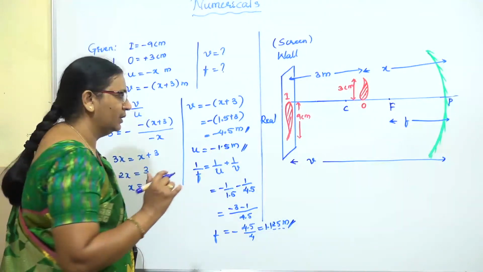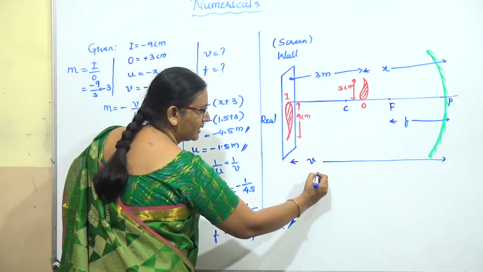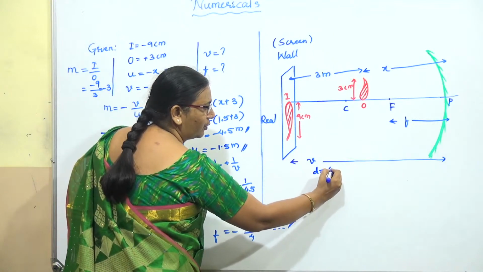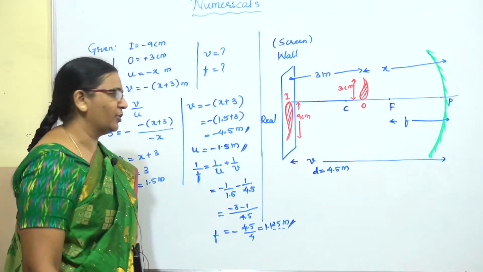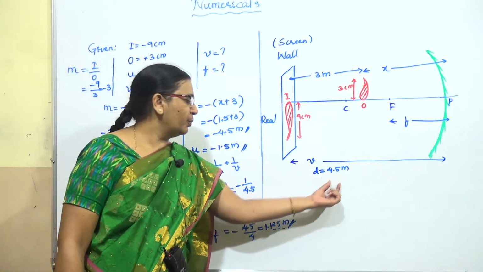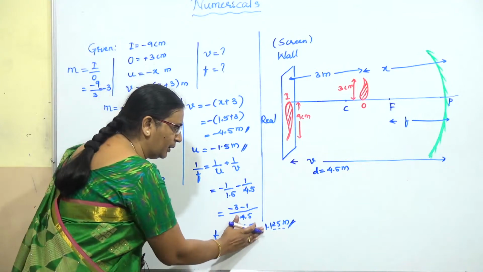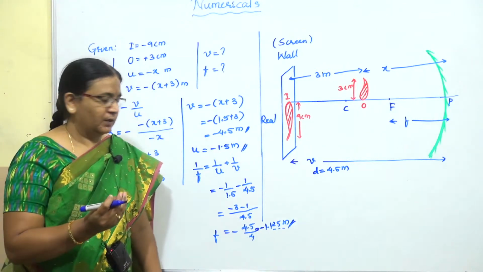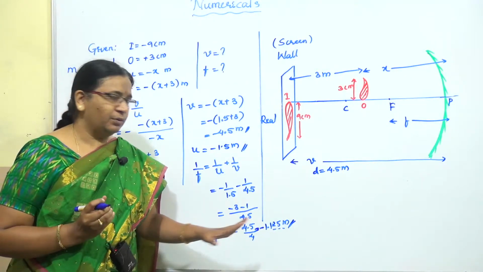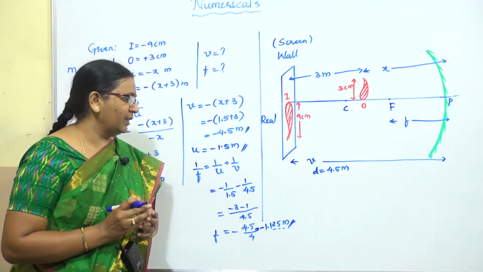So your answer is what? So the distance, if I call this a distance, we got as 4.5 meter between the wall and the mirror. So obviously your answers will be given as 4.5 meter, and of course this should be what? This should be negative. And one more thing. Again yesterday somewhere there was doubt because the option was given as positive, I think.